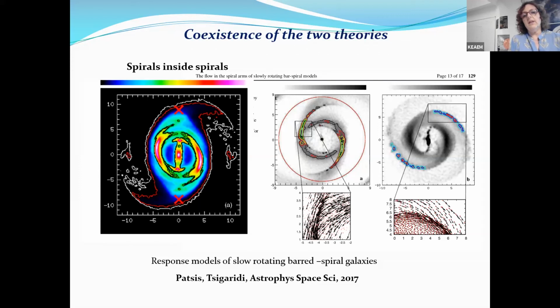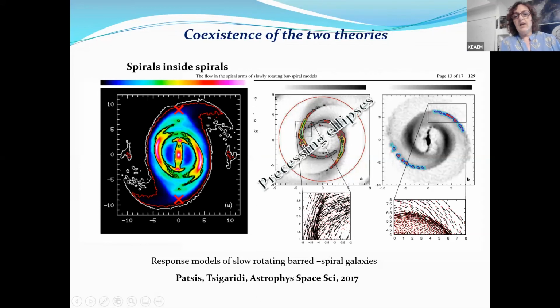Of course, a very interesting case is when the two theories can coexist. This is a very nice picture from Patsis 2017, where in a response model of slowly rotating spiral galaxies, we see that there is a spiral inside a spiral. For the inner spiral, we see here the flow of the orbits, the velocities across the spiral arms.